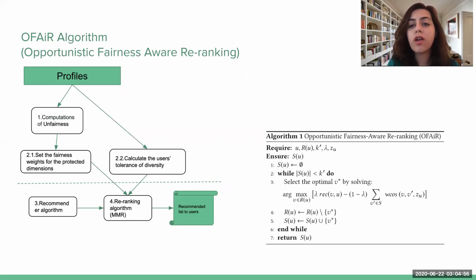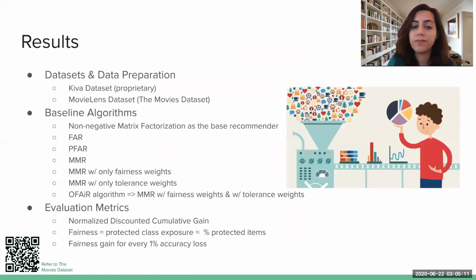Here's also a diagram of our proposed algorithm. Both fairness weights and tolerance weights are calculated based on user profiles offline and will be fed to the re-ranker. The re-ranker greedily adds items to the final list as we explained.